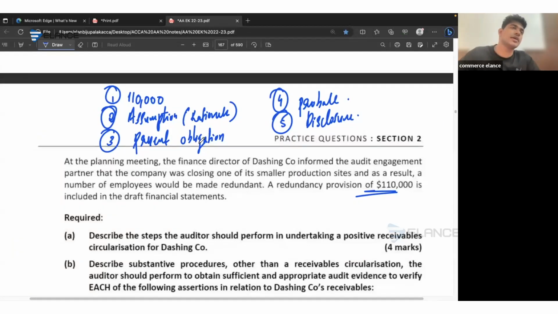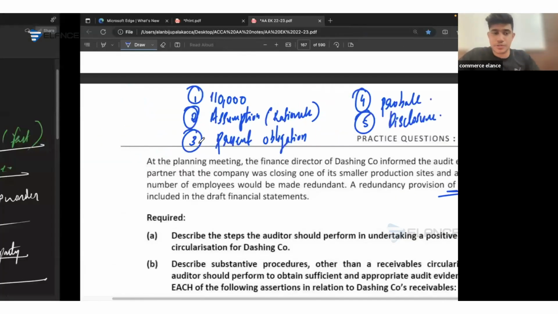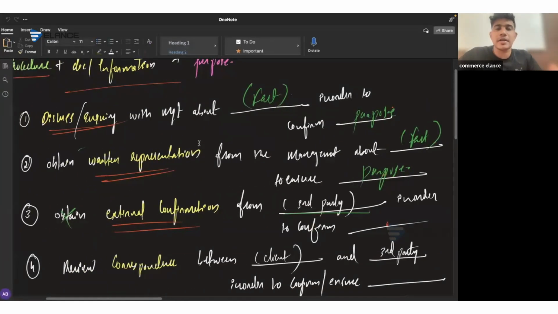As we mentioned earlier, we need to know whether the company has communicated the redundancy to the company's employees. So what we can do is obtain a written representation from the management of Dashing company about whether they have informed the redundancy to the company's employees, to ensure there is a present obligation. So it's also a complete answer because we have mentioned a procedure, the name of the document or information, and the purpose.